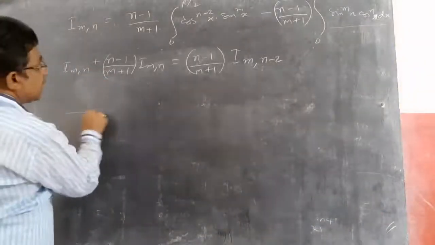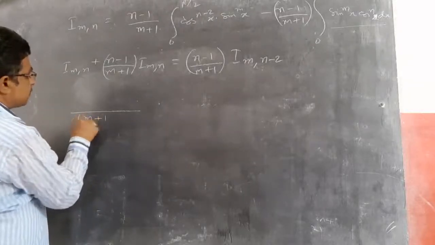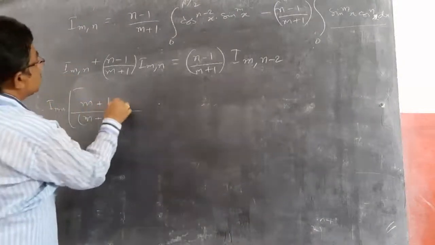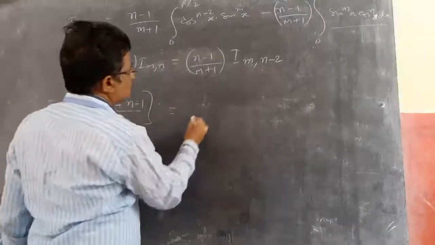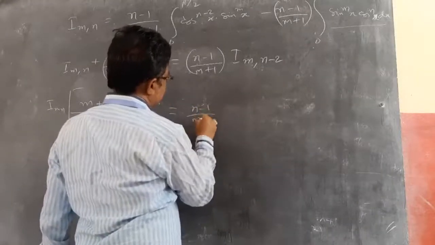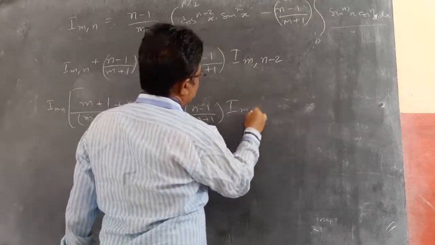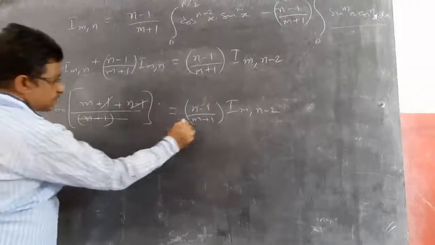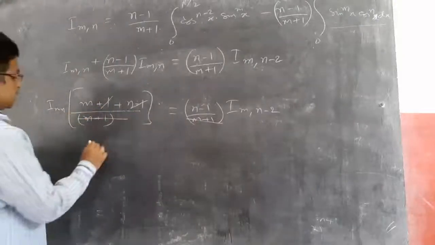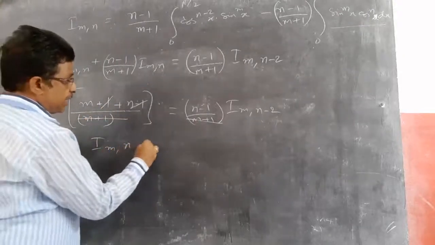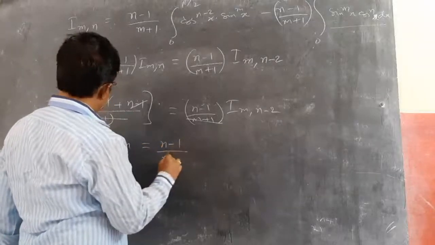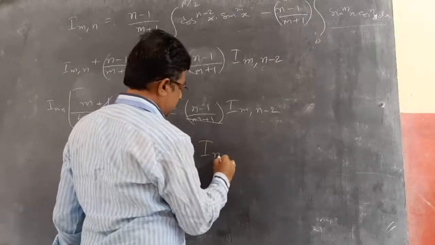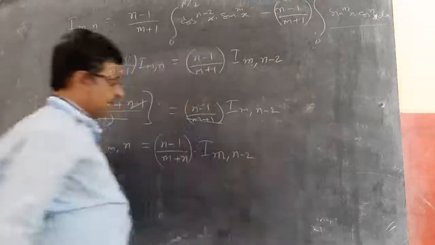By simplifying this part, m+1 is the LCM. If I take m+1 as LCM and I(m,n) common, what is left out here is m+1 plus n-1, equal to, here as it is, (n-1) by (m+1) into I(m,n-2). Now m+1 cancels on both sides, and bringing m+n to the other side, the final result is I(m,n) equals (n-1) by (m+n) into I(m,n-2).